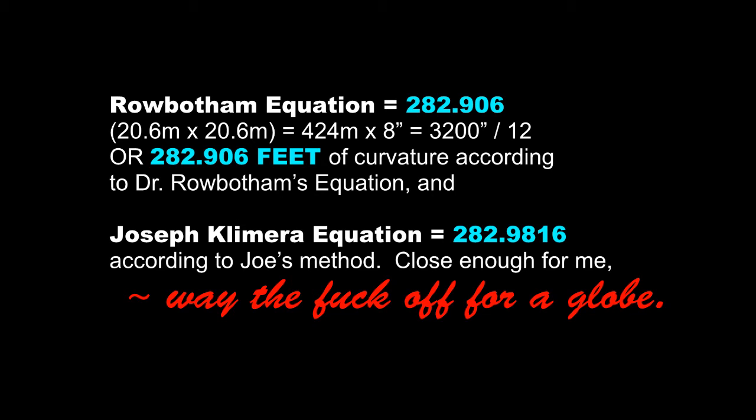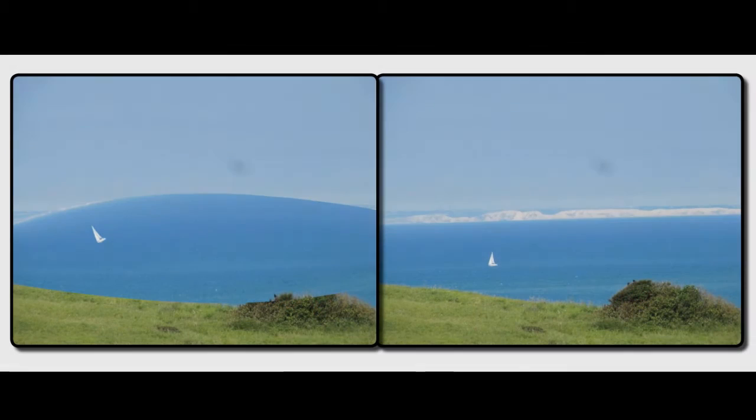Now, to give you a little bit of example of sailboats, their masts are usually about 30 feet, give or take, tall, so that'll give you some idea of how tall the water is, not in that example with the schooner visible. Here's a good image of the arc of water, 282.9816 feet tall, question mark. Looks like a flat plane to me.